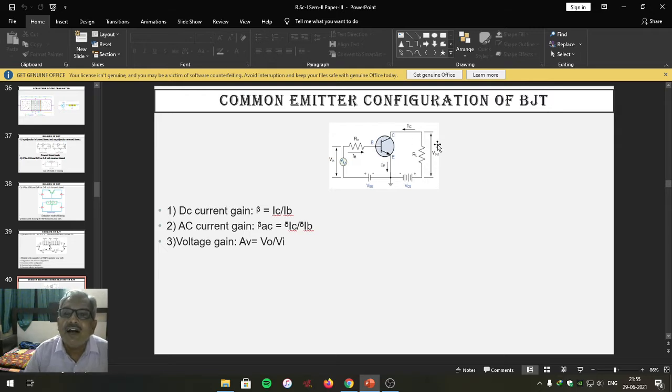Here this RL is going to act as a load resistance across which we can get the amplified output voltage. Now we can say Vi is the input signal applied between base and emitter, which is required to be amplified by the BJT. After amplification, we are going to obtain the amplified output voltage across the load resistance, which is connected between collector and that of emitter.